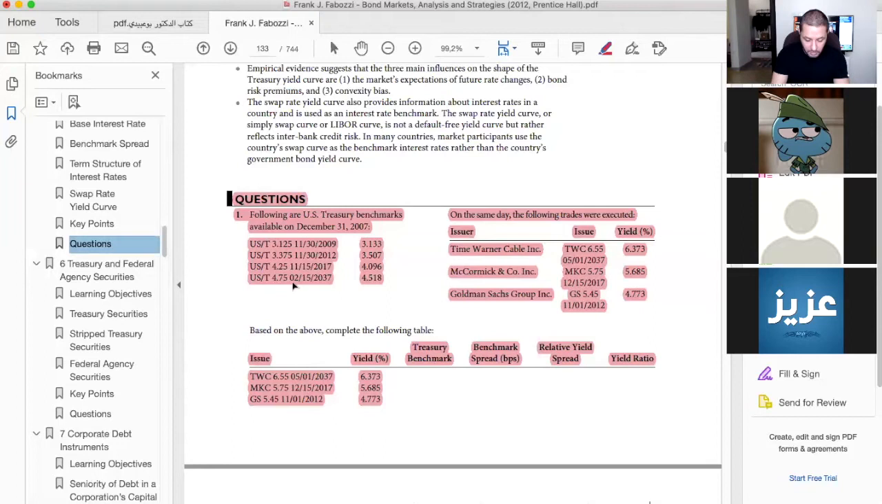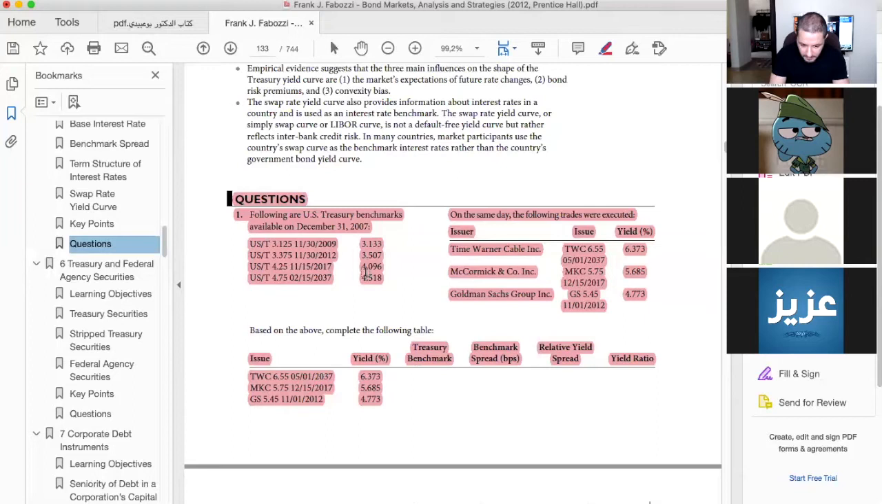Now for the McCormick & Co., the equivalent one should mature in 2017, which is this one. So the third one in treasury benchmarks should be put in the second row. And finally, for Goldman Sachs, which is maturing on the 1st of November 2012, the second one.